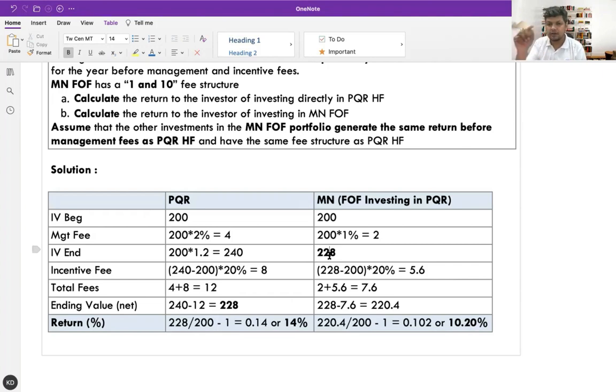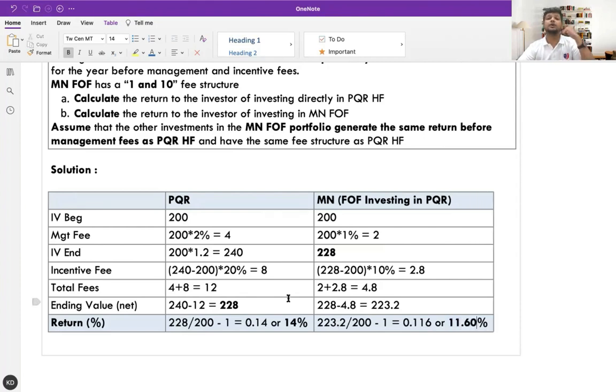Did we make some mistake? Sorry. It's 10%. MN's incentive is 10%. My mistake. So this has to be 2.8. Sorry, I just missed that. 2.8. Don't make mistakes like me. So the total is 4.8. So 228 minus 4.8 is 223.2. And 223.2 on 200 will give me 11.6%. So this will be 11.6.